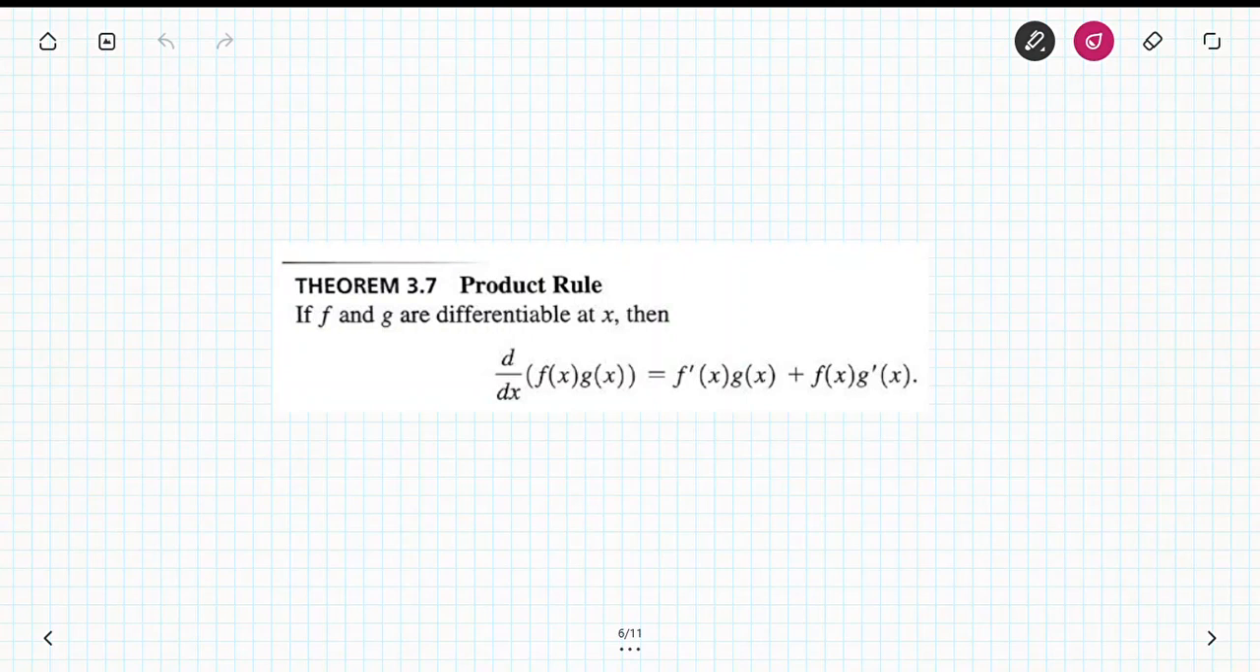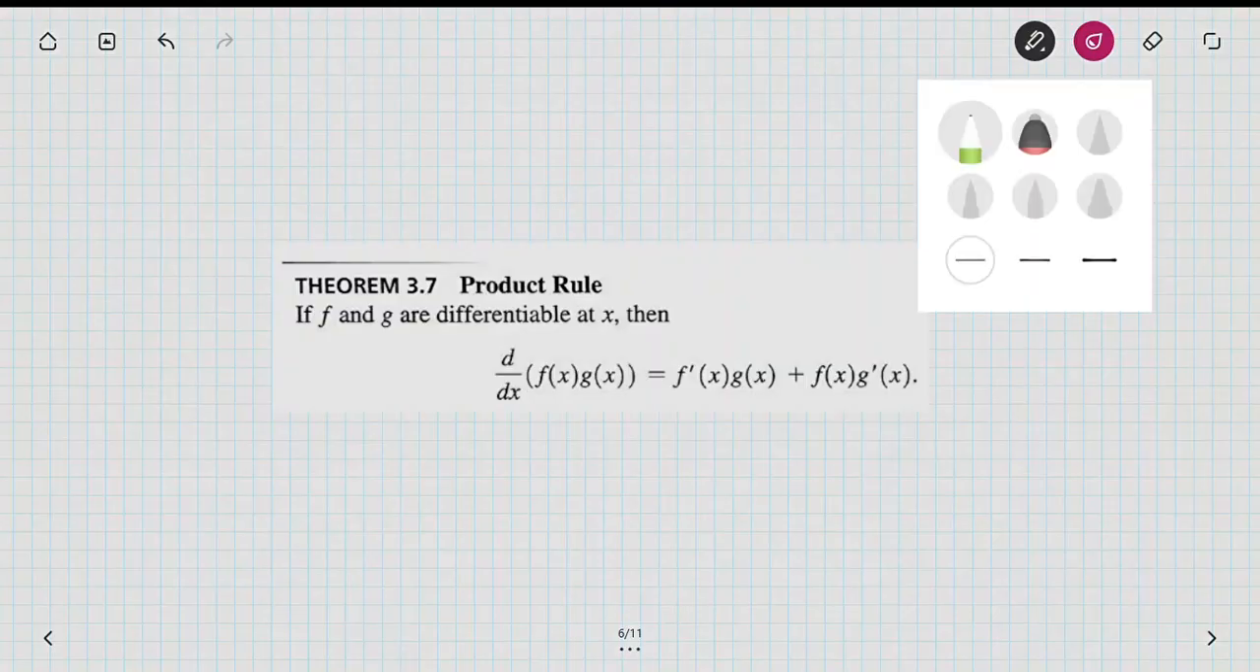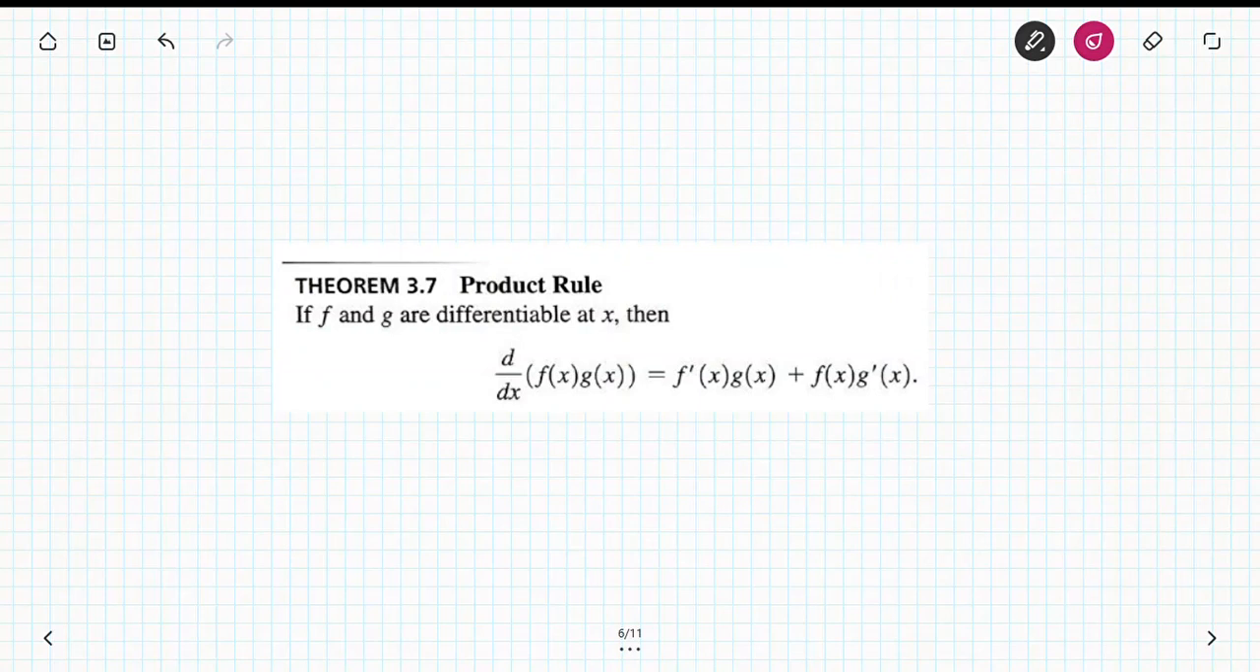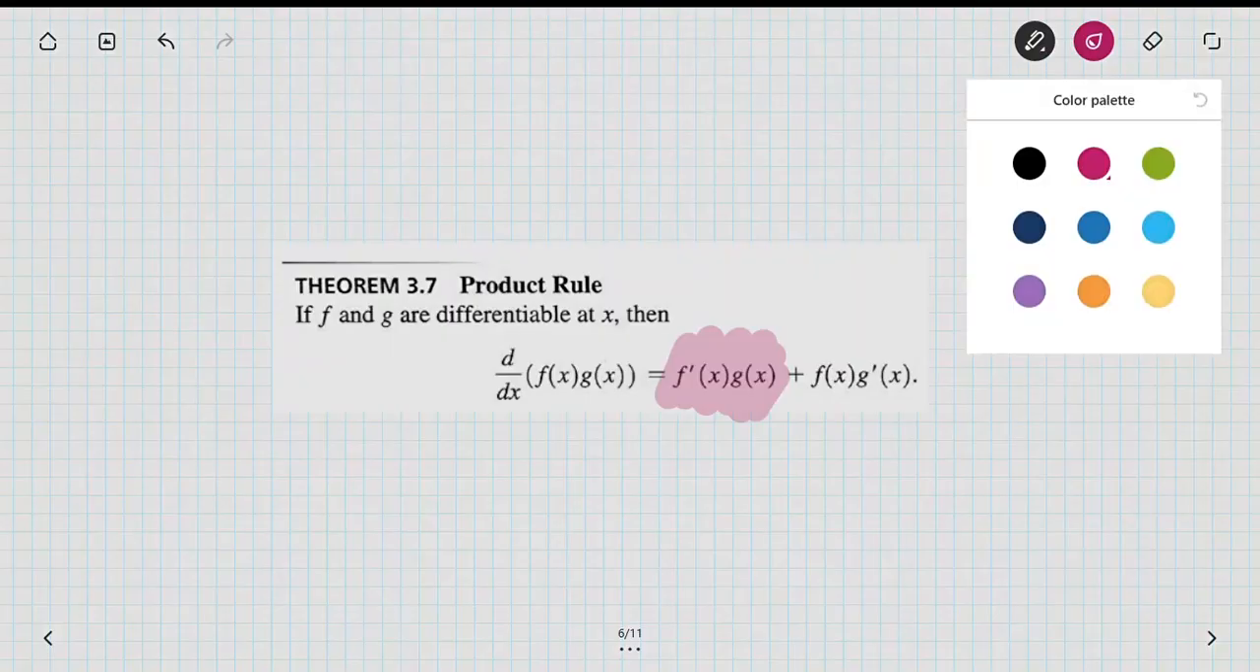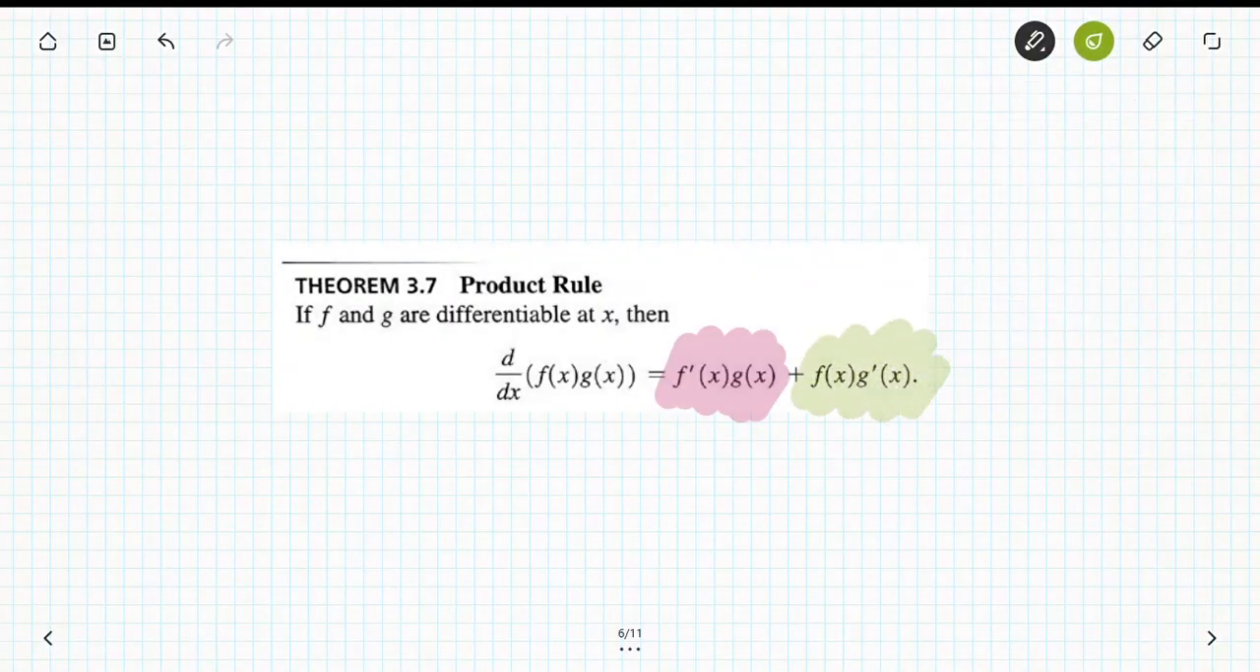Okay, so as I mentioned, we're taking the derivative of two functions that are being multiplied, and the rule is stated right here. Let me erase that really quickly and just highlight it, because we're going to be taking it in parts. So this is the first part of the product rule, which is f prime of x times g of x, and the second part of the product rule is going to be this one right here. So in the other half, you take f of x and then you just multiply it by g prime.